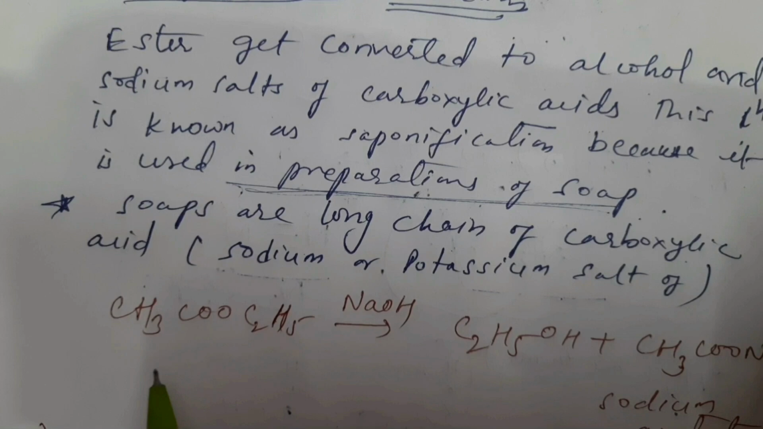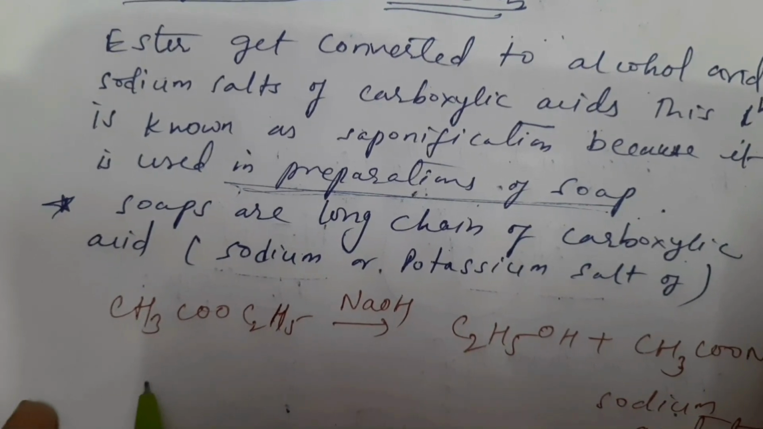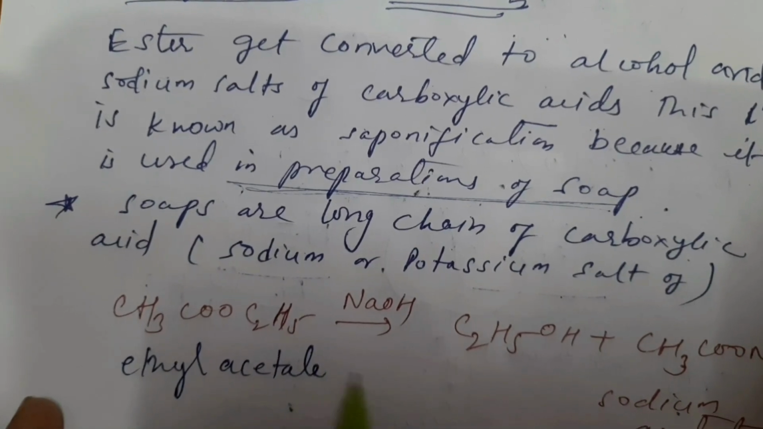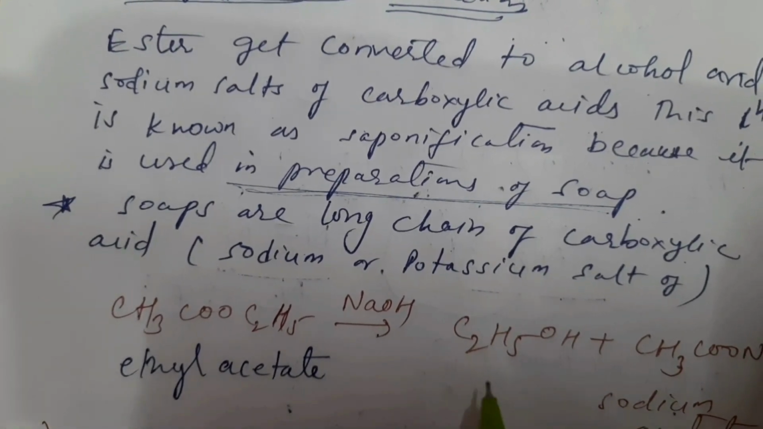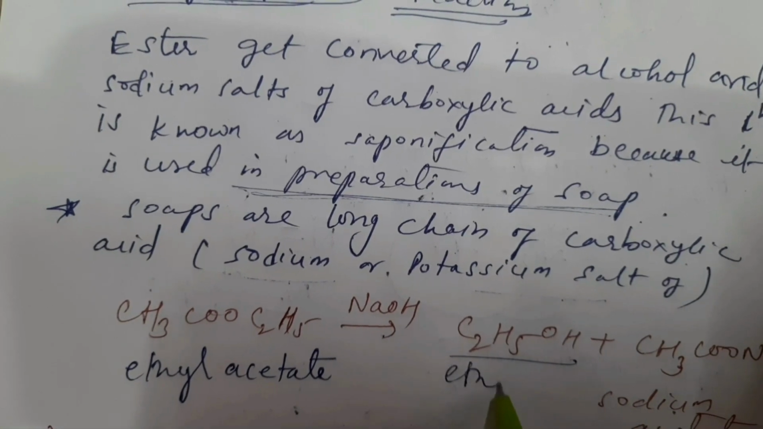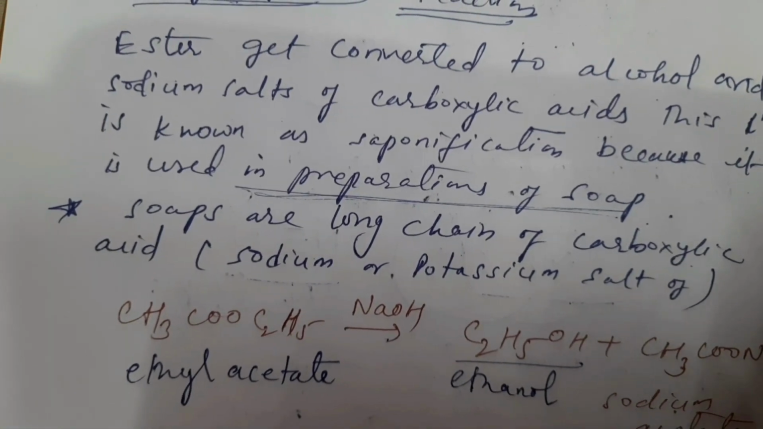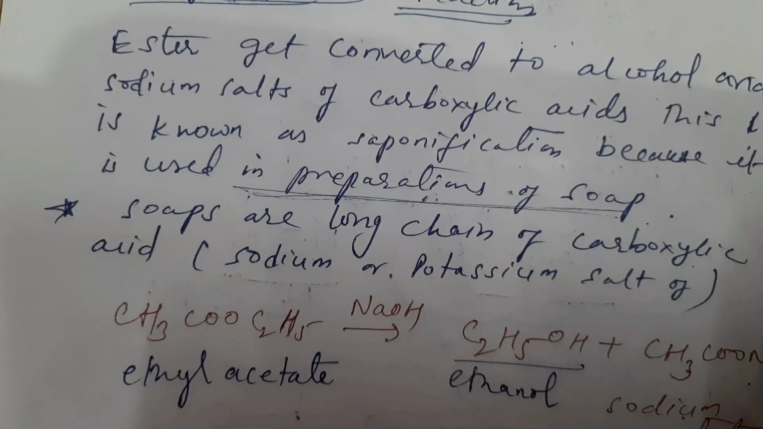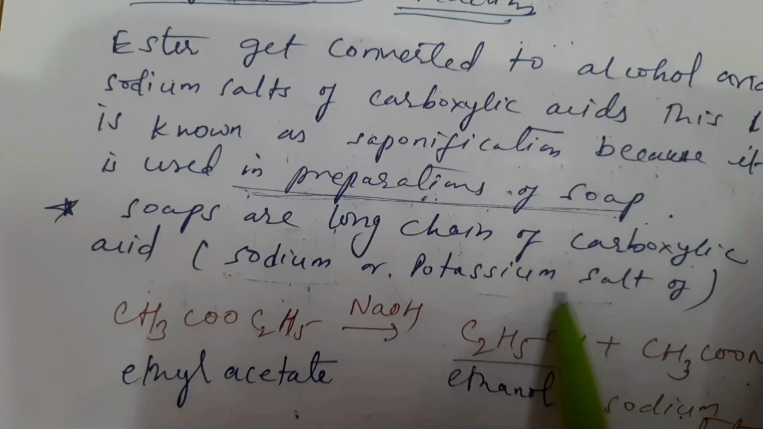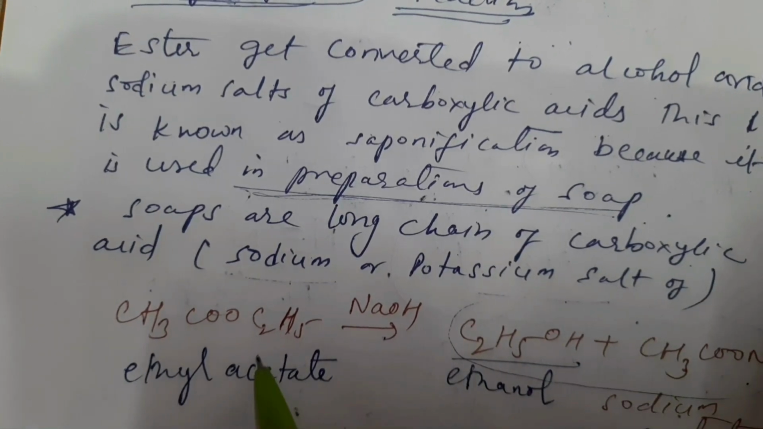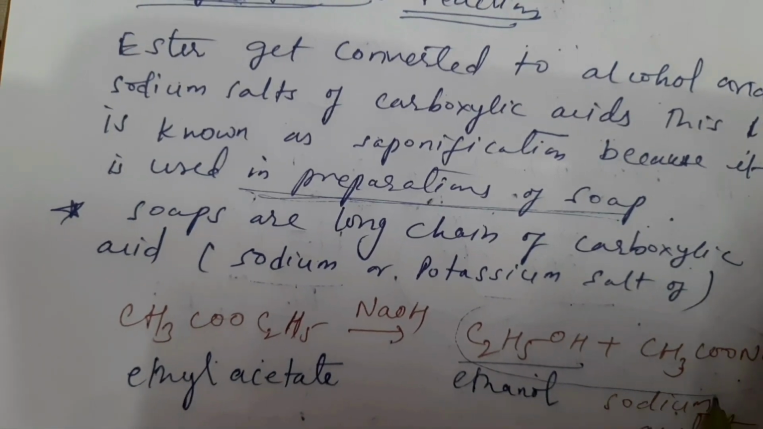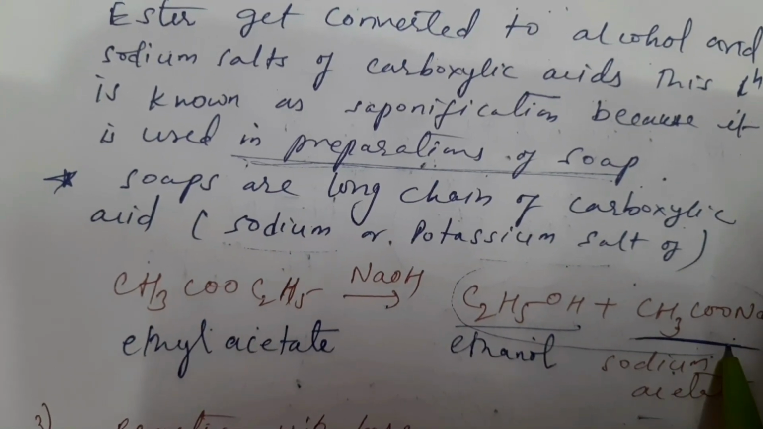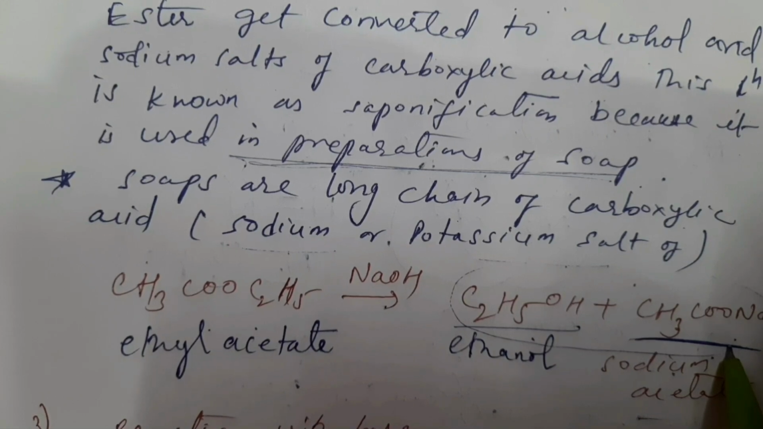Now coming to the reaction. So here it is ester. Already we discussed ethyl acetate. Ethyl acetate in presence of NaOH will get back to ethanol and sodium acetate. So this is the previous reaction reversed. In the previous reaction, esterification, from alcohol and acid we prepared ester. Here from ester we will go back to alcohol and acid. So this reaction, this part is called soap. As this reaction is used in the preparation of soap, we call it the saponification reaction.